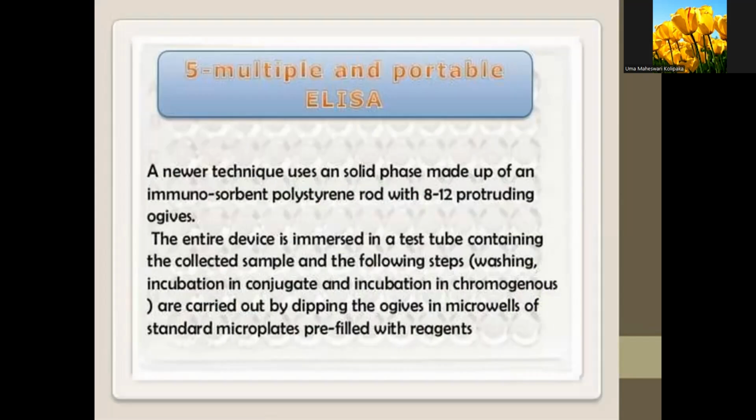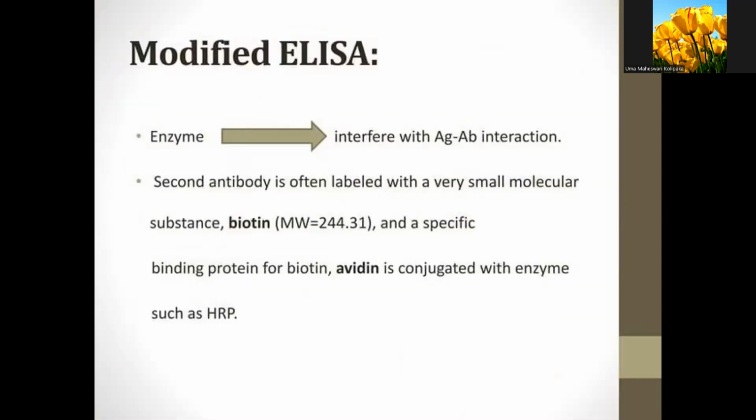Next, coming to the multiple and portable ELISA, a newer technique uses a solid phase made up of an immunosorbent polystyrene rod with 8 to 12 protruding ogives. The entire device is immersed in a test tube containing the collected sample, and the following steps: washing, incubation, conjugate incubation, and incubation in chromogens are carried out by dipping the ogives in microwells of standard microplates pre-filled with reagents. So these are the pins and rods.